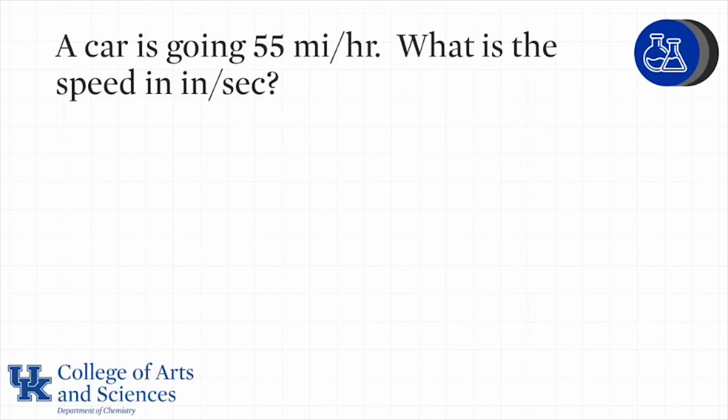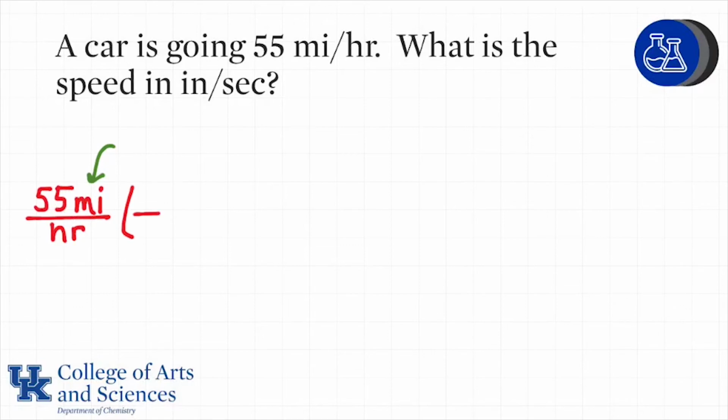Let's look at another example that starts with 55 miles per hour again, but this time we're going to go to inches per second. We're still going to start the problem the same way, 55 miles an hour, and again I'm going to focus on one unit and then the other. It doesn't matter whether you focus on the units in the numerator first or the denominator first. You're still going to do the same setup and get to the same answer. I usually start with the units in the numerator, but there's nothing wrong with starting with the units in the denominator.